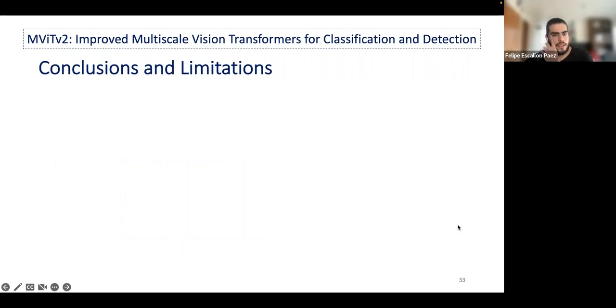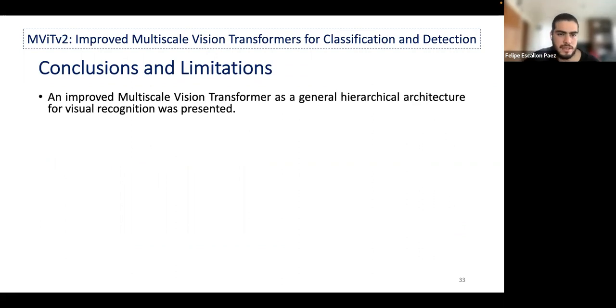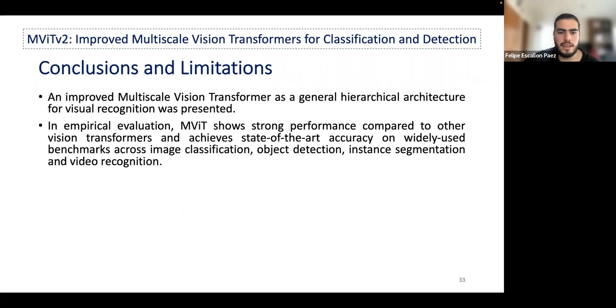So they conclude that this is the improved version of their transformer, and that they seek to have a hierarchical architecture for visual recognition, but in a generalized way. So they wanted to generalize it to object detection, instance segmentation, and video recognition. And they showed that they were the state of the art with this method.